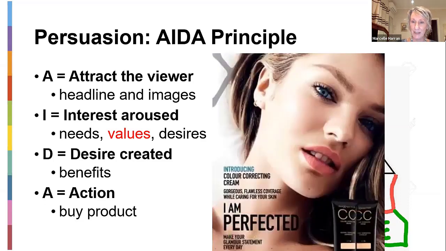And yes, an advertisement again, if you look at the headline, is "I am perfected," something is perfecting me. And if you go through the value, I desire to be beautiful, to be loved, to be successful. The benefit is that it's going to do it for you. It's going to be easy to get this perfection because this product is going to do it for you, and then you will go and buy the product.